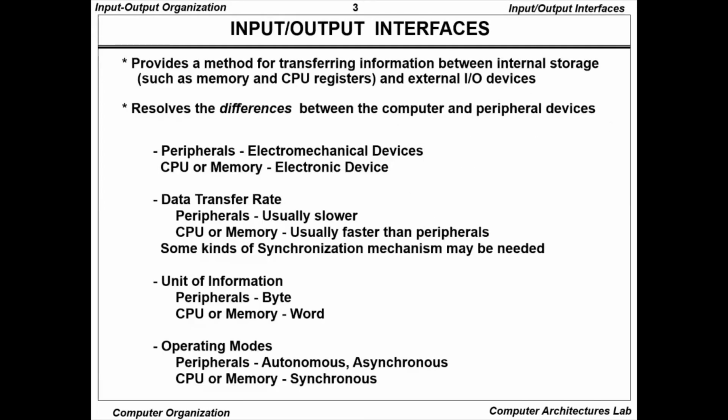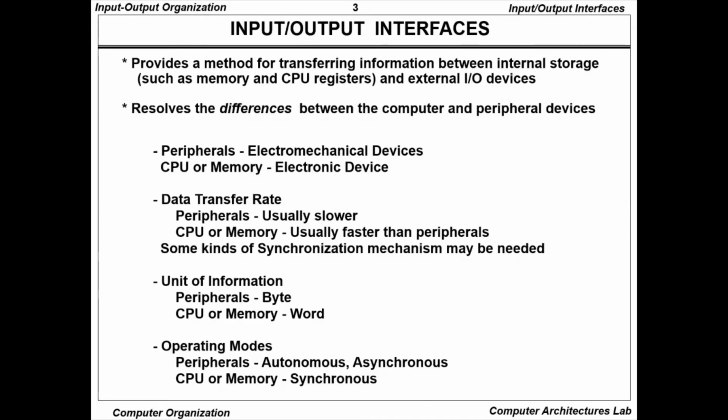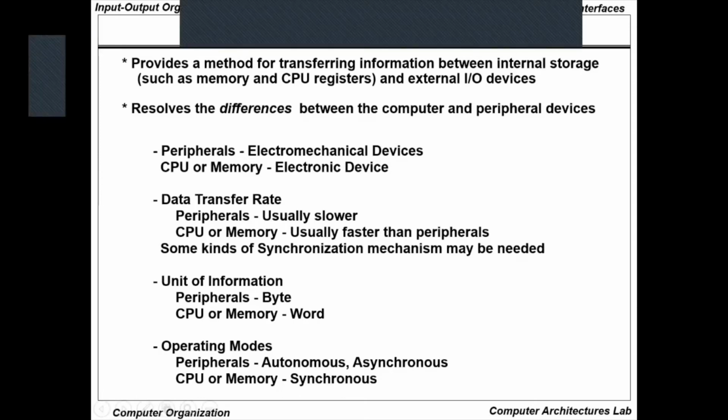So this is what we discussed in the previous class: what is a peripheral, what is DTR, what are the concepts behind the units, and how we can calculate the units for peripherals and CPU or memory. Apart from that, we discussed the operating modes. We have two modes, synchronous and asynchronous, and also autonomous. These are some of the exciting concepts in a computer system. So you must learn how to operate your computer.